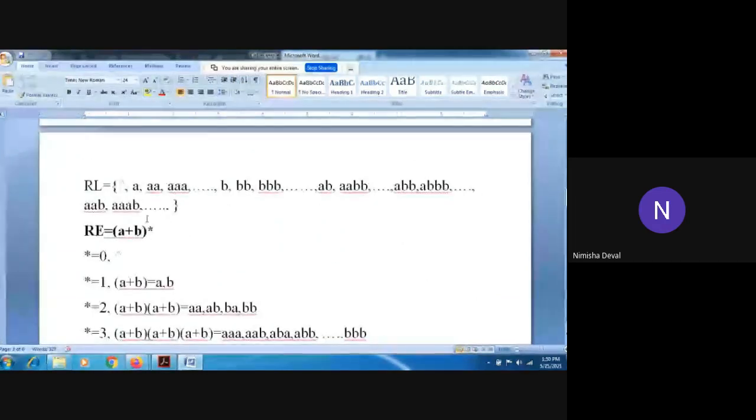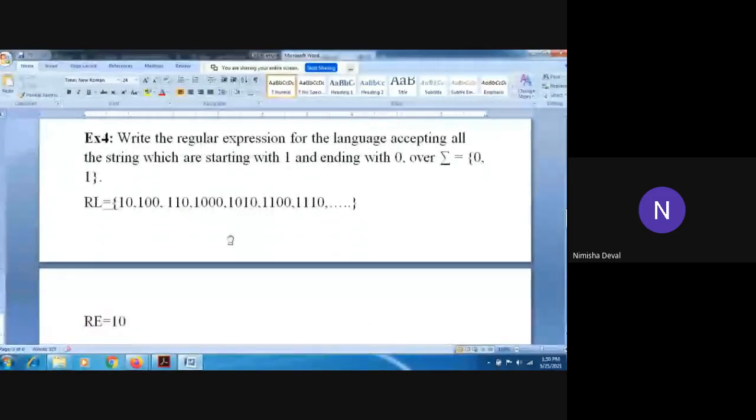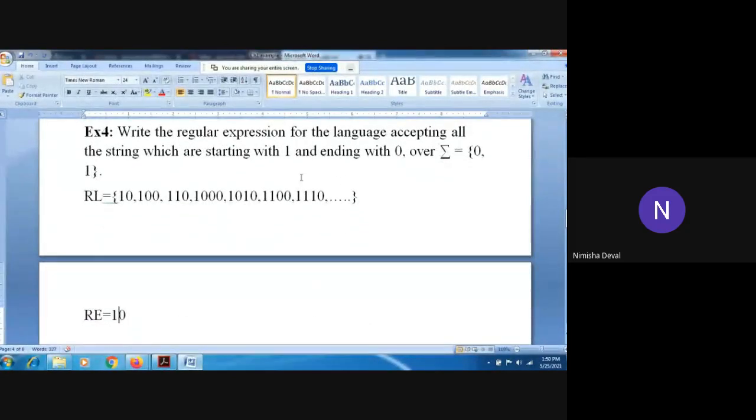Whatever we have used here, (a+b)*, any number of a's and b's, the same is applicable over here, but here the input values are 0 and 1, and all those strings start with 1 and end with 0. So the middle portion is (0+1), and the next part? Yes, is clean closure there or positive closure? Clean closure. Correct. Clean closure is there. Okay. Understood?